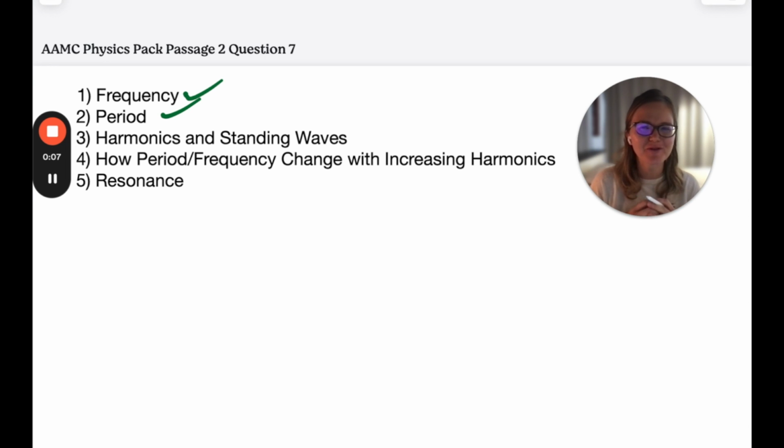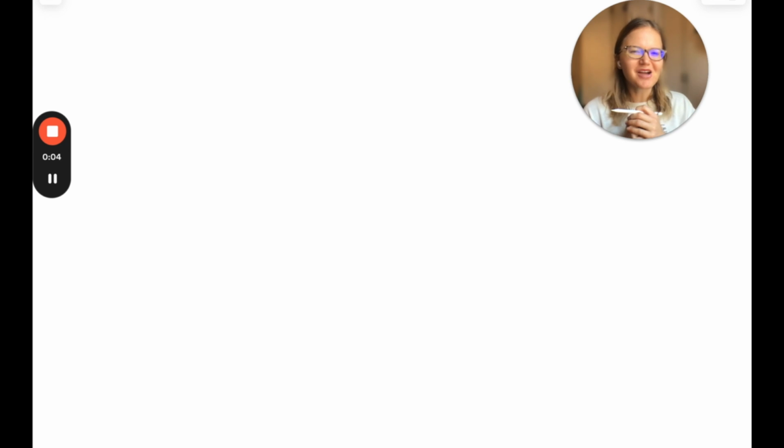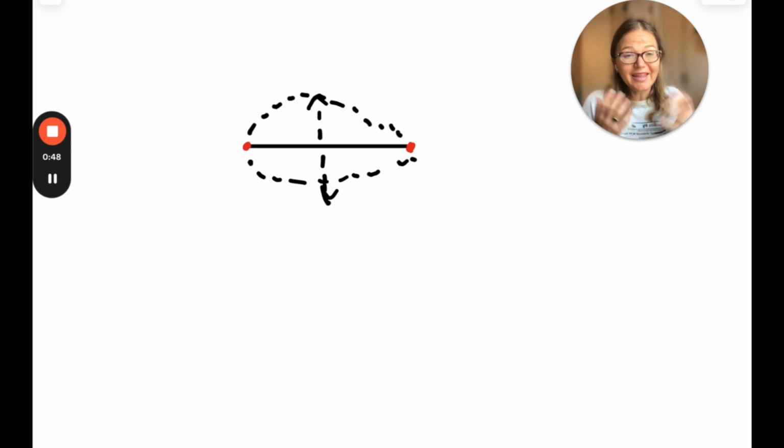Now let's think about how frequency and period relates to the concepts of harmonics and standing waves. So the passage talks about the fact that we're talking about harmonics in the context of musical instruments. So to understand harmonics and standing waves, we're going to talk about the example of when you play guitar. So when you pluck a guitar string, what happens? You get a vibration, and that vibration essentially is the string moving up and moving down.